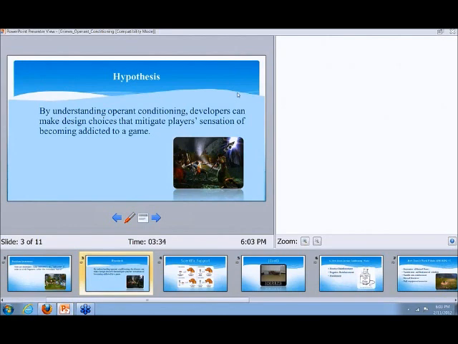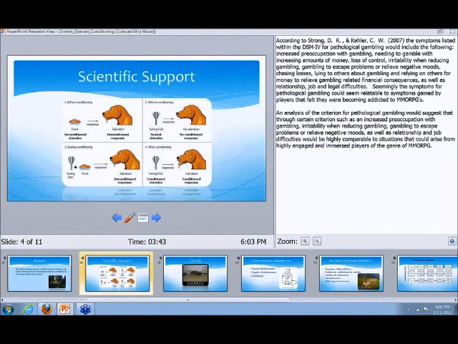So according to Strong, D.R., and Collar, C.W. from 2007, one of my references, the symptoms listed within the DSM-4 for pathological gambling would include the following: increased preoccupation with gambling, needing to gamble with increasing amounts of money, loss of control, irritability when reducing gambling, gambling to escape problems or relieve negative moods, chasing losses, lying to others about gambling, and relying on others for money to relieve gambling-related financial consequences, as well as relationship, job, and legal difficulties.